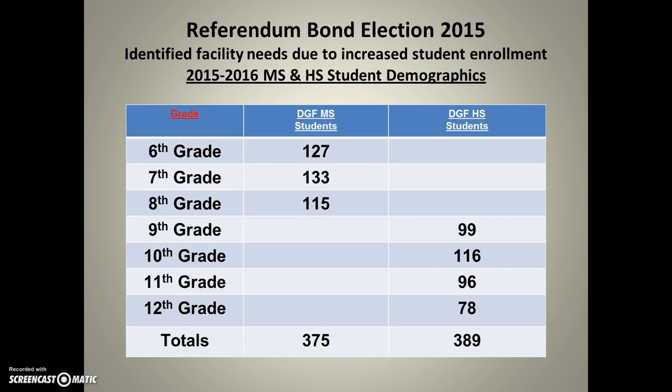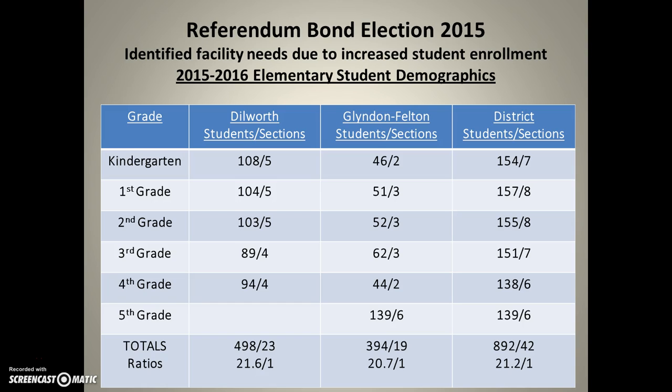At the middle school, we have 375 students. That is an average of 125 students per grade. We are currently utilizing 5 sections per grade at the middle school level, which means that we would have 5 sections of math, 5 sections of all of our core courses. As you can see, what will be coming is 6 section grades that will be on their way.